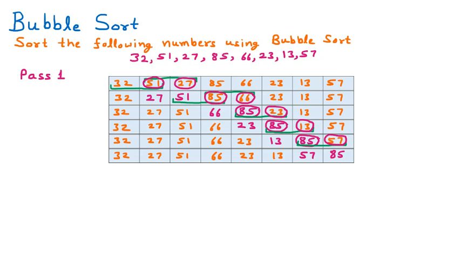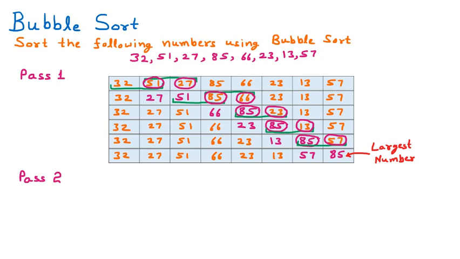If we talk about pass 1, we have the largest number at the proper position. The largest number, we know, is 85, and you can see that it is at the proper position. So now it is time to go to pass 2. Now we are talking about pass 2.